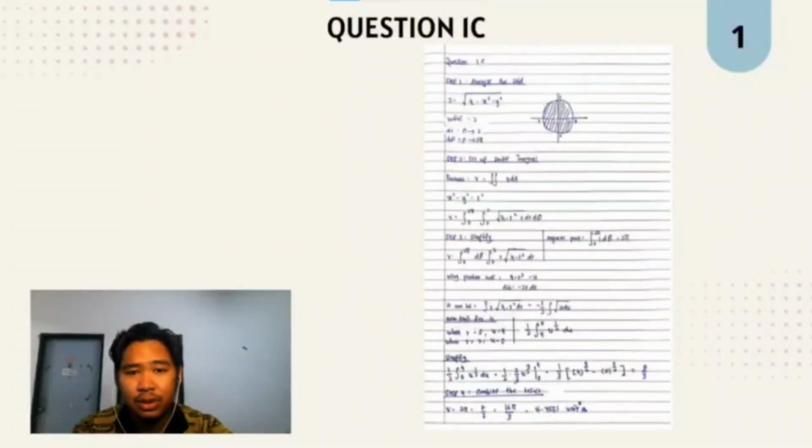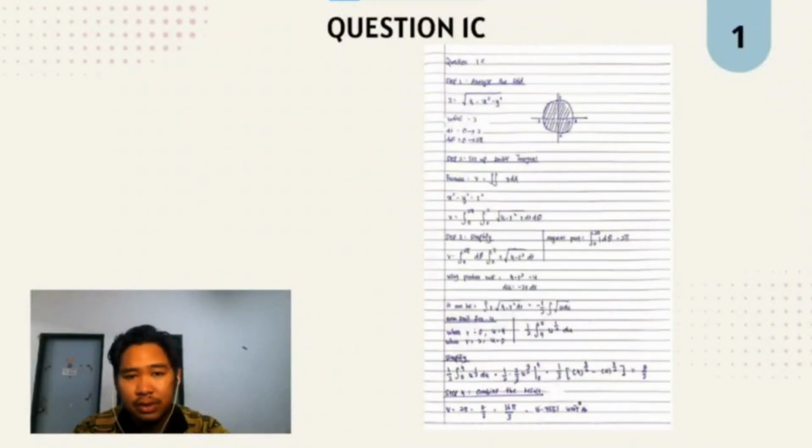So next we go through to the next question, question 1C. For question 1C, finding the volume of a solid, use double integral to determine the volume of z equals square root of 4 minus x power of 2 minus y power of 2. So this is the manual calculation for question 1C.